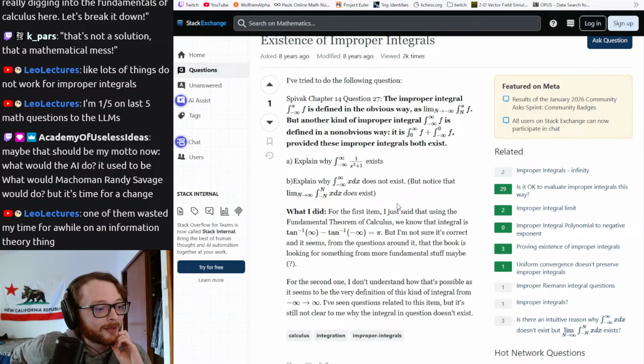One for five on the last five math questions to LLMs. Want to waste my time for a while on an information theory thing. I have given ChatGPT either an Olympiad or an MIT integration bee integral, and as far as I could tell, it did do it correctly. But yeah, I think it'll get there someday, pretty soon in the future, but it's not there quite yet.